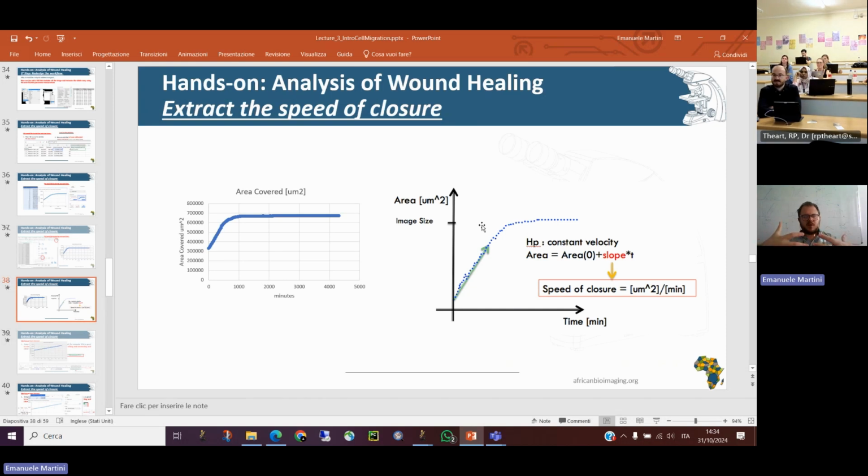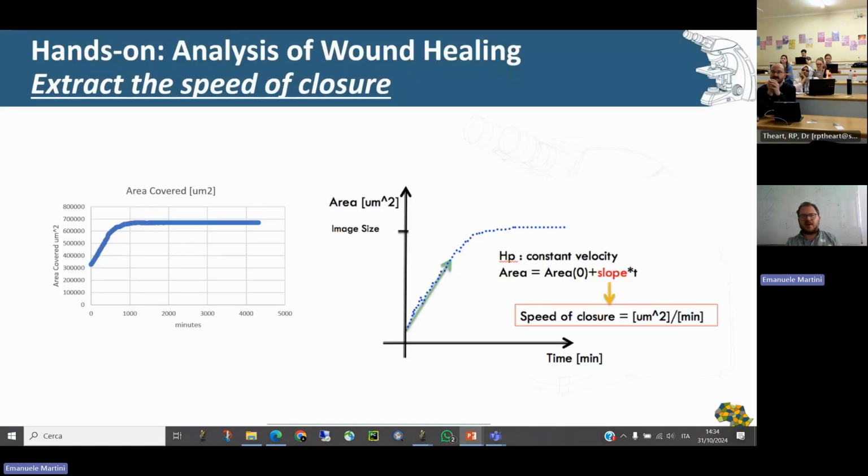In this area here is where the cell layers start to touch each other. And then here is when they really close the wound. And so we are no more interested. There's no more a wound healing, no? To that, of course, what we can really do is to find a way to get rid of this, to keep and analyze only the first part of the graph.